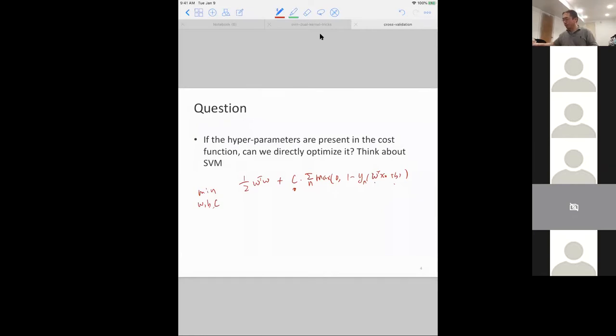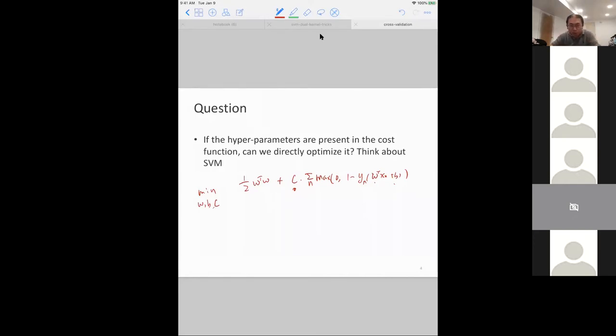It becomes a nonlinear objective function, so maybe it's impossible, or we don't have any solution in general. Yeah, that's a good point. Any other supplement? Yeah, we can try to analyze, right? Whether we can jointly optimize W, B, and C.